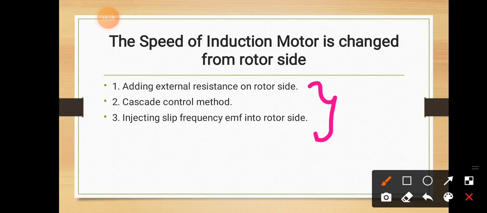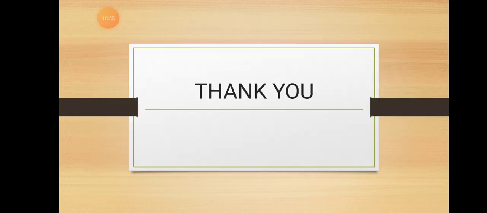The first one is adding external resistance. Similarly, we can add external resistance to the rotor side. We will show the circuits, and based on that it will be easier to understand. The cascade control method and slip frequency method can only be explained with the help of some circuits. Next class we'll see the stator side control, and from that we can understand how the speed of the induction motor can be varied. Thank you.